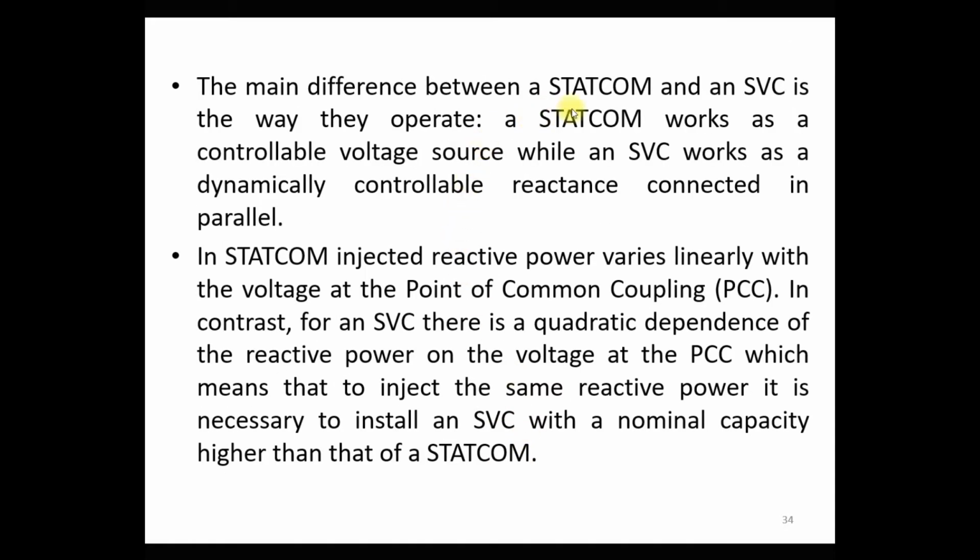Now the main difference between the STATCOM and SVC is the way they operate. As we know, the STATCOM works as a controllable voltage source because we provide converters, and this converter output voltage is injected into the system to provide the compensation. While the SVC works as a dynamically controllable reactance connected in parallel, because SVC is basically a variable reactor or a fixed capacitor when it is connected with the system. Clear? So it works as a controllable reactance. It may be a capacitive reactance or maybe an inductive reactance.